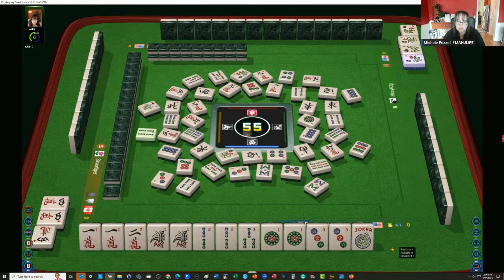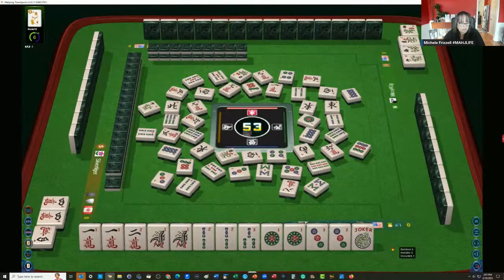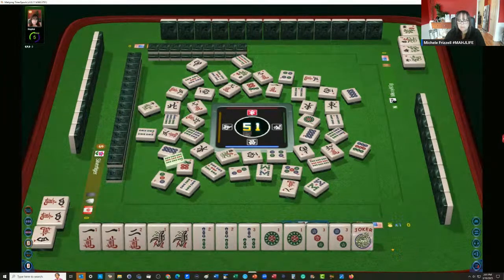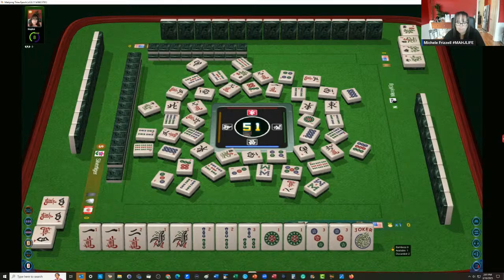4 bam, that should be fine. 4 bamboos. You got to be selfish when you play Mahjong. It's all about you. 8 characters. Someone got a flower. 9 bamboos. Okay, we need a 2 dot. South wind. 9 bam. 9 bamboos.